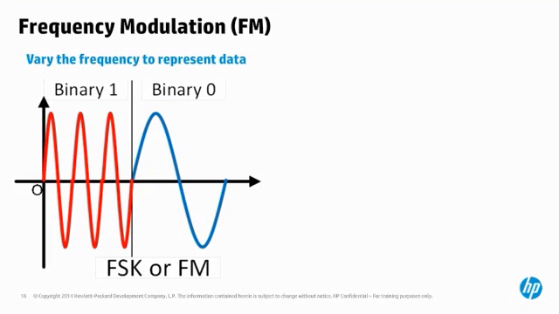The figure represents frequency modulation or frequency shift keying. In the first time slot, the signal has a relatively high frequency, which could be interpreted as a binary 1. The frequency is slower in the second time slot, representing a binary 0.